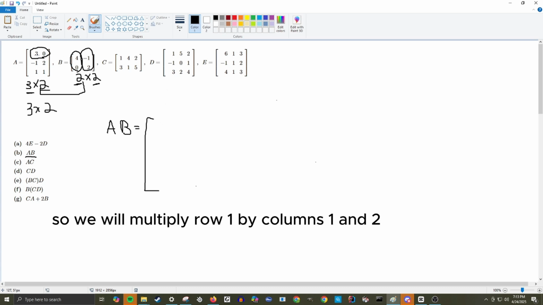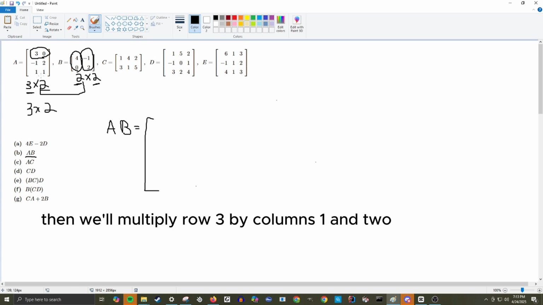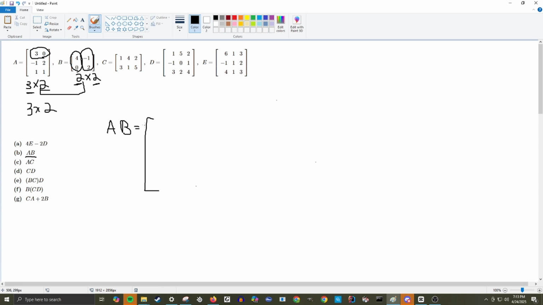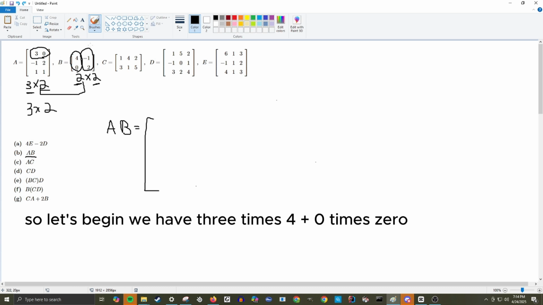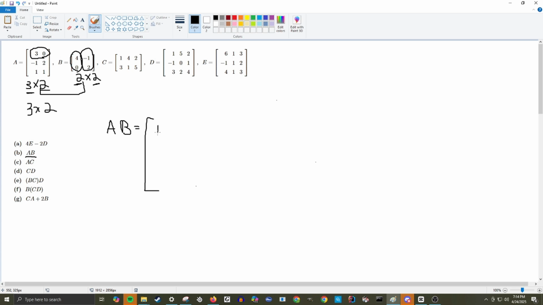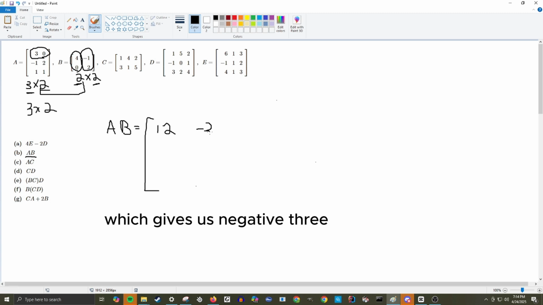So we will multiply row 1 by columns 1 and 2, and then we'll multiply row 2 by columns 1 and 2. Then we'll multiply row 3 by columns 1 and 2. So let's do that. Let's do some arithmetic because it's fun. So let's begin. We have 3 times 4 plus 0 times 0, which gives us 12. And then we have 3 times negative 1 plus 0 times 2, which gives us negative 3.